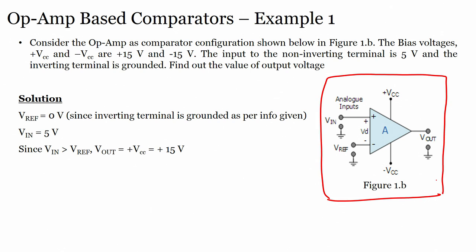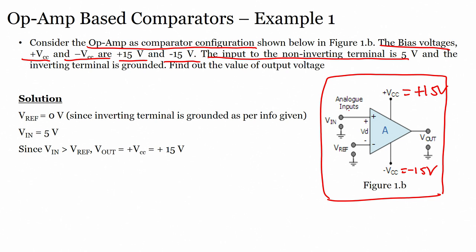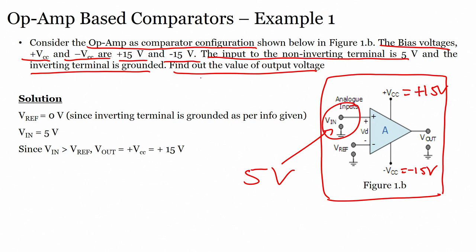Suppose you are given a circuit and you are asked to consider the op amp as comparator configuration as shown here. The bias voltages plus VCC and minus VCC are plus 15 and minus 15. The input to the non inverting terminal is 5 volts, and the inverting terminal is grounded. Find the value of the output voltage.